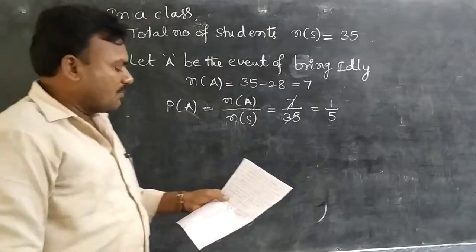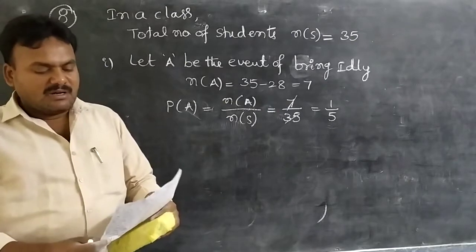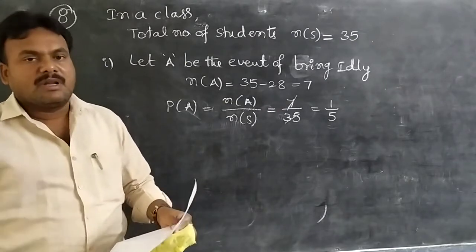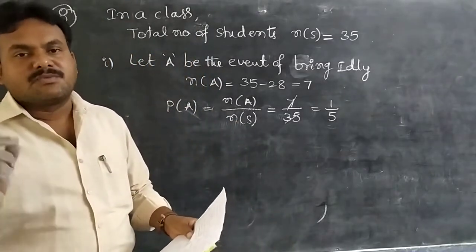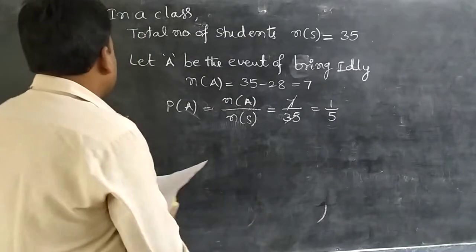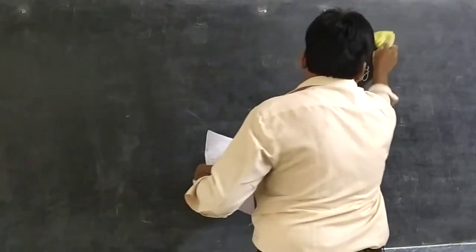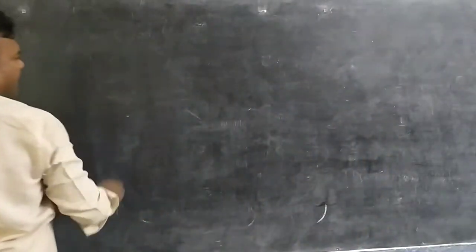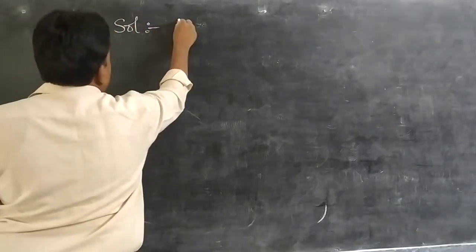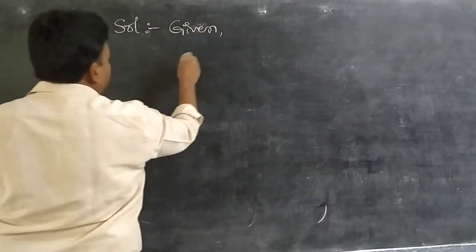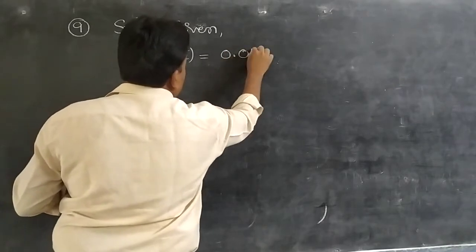Ninth problem, students. If P of E, the probability of an event, equals 0.05, then find the probability of not event. We know that the probability of event plus probability of not event is always 1. Probability of event is given as 0.05.